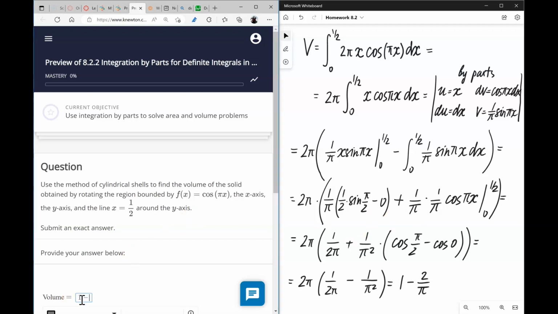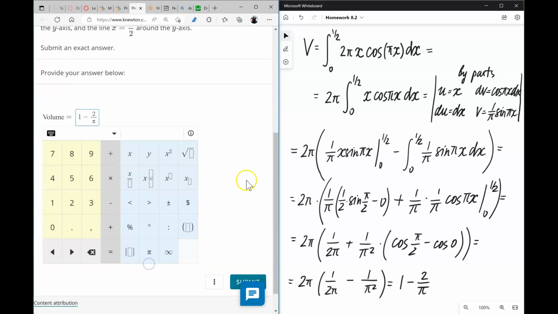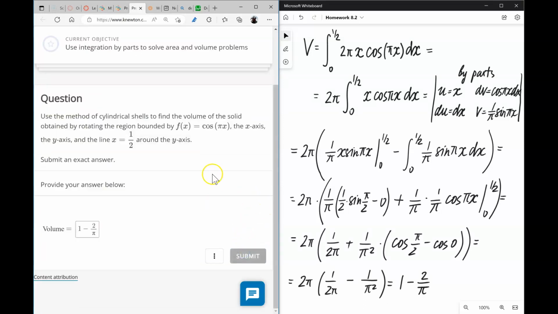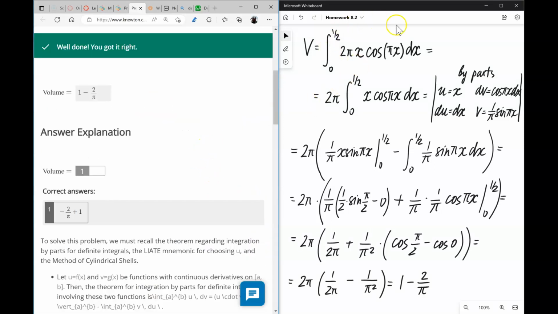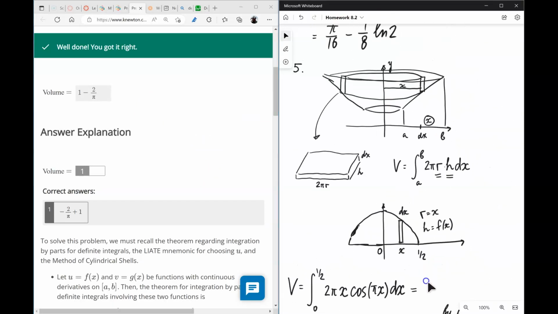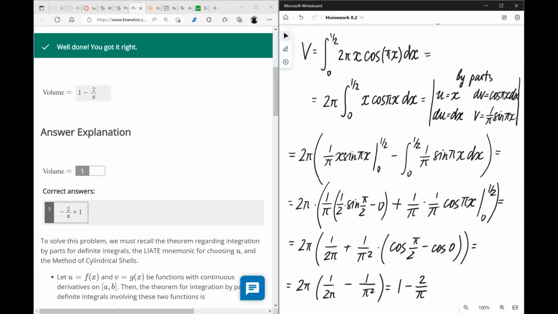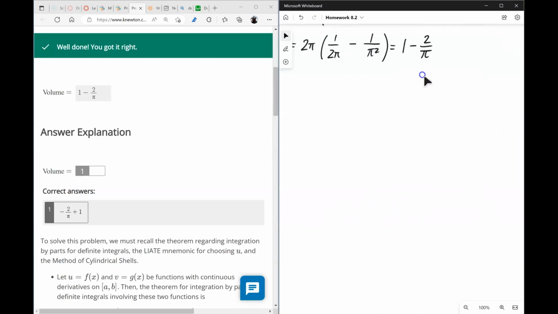Let's type it up. So this problem has 2 steps. One is actually setting up your integral, which is what we've done here, and 2 is actually finding the integral. Now that we know how to do integration by parts, we're well equipped to do both of those steps.